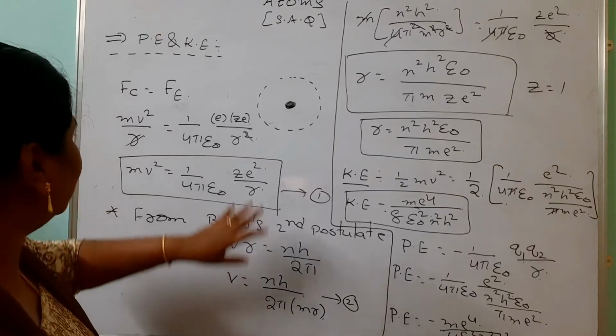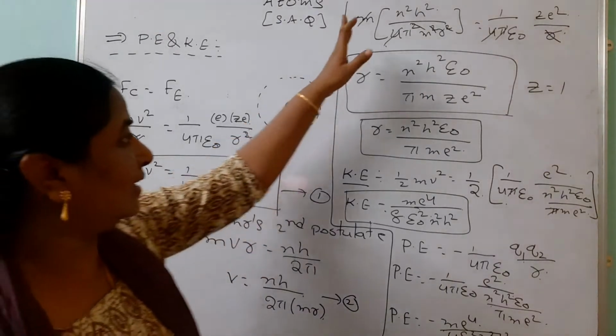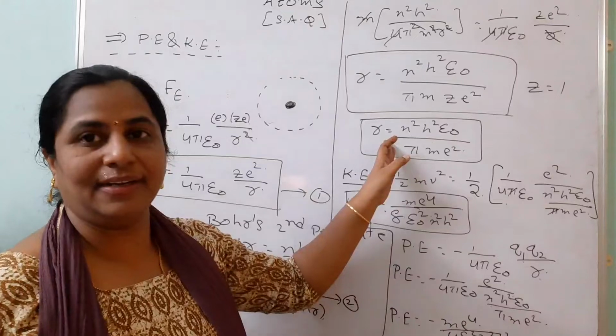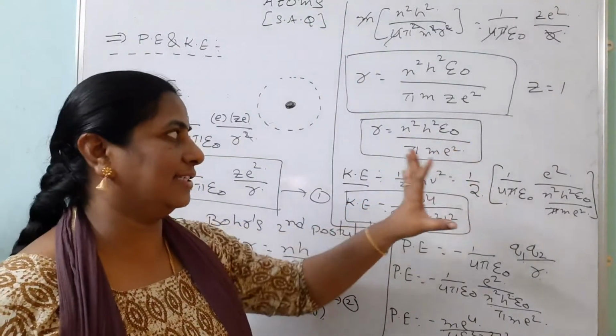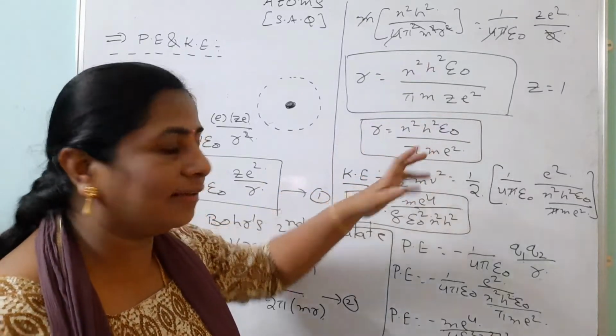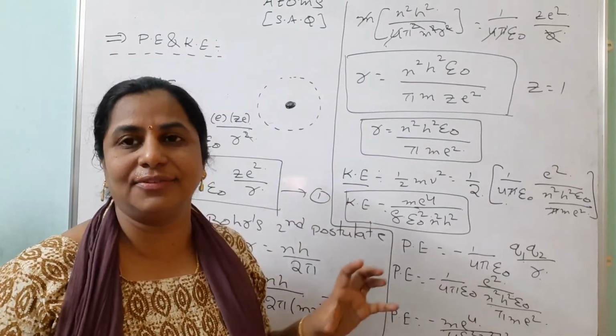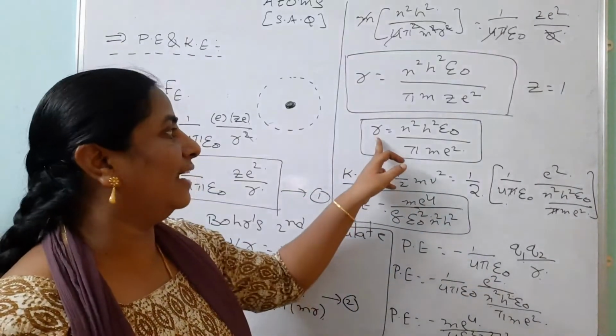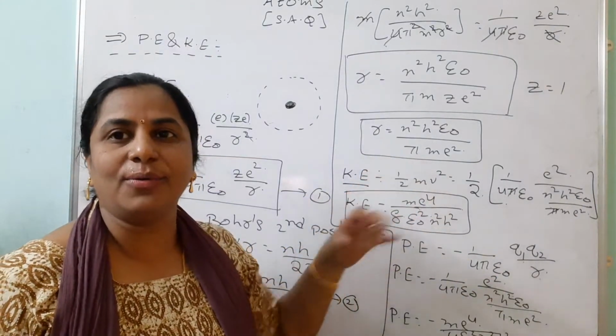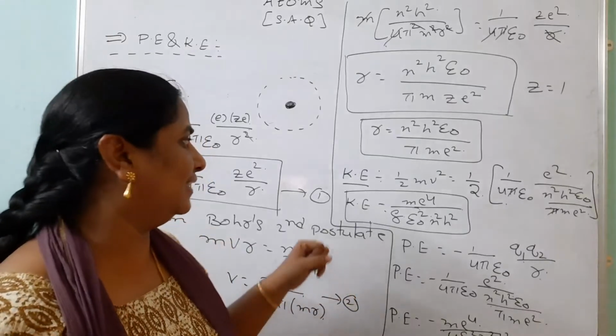When we know the v, substitute in this expression, you are getting the radius of the nth orbit, r equals n square h square epsilon naught by pi m e square. So till here we didn't find out the kinetic energy, we didn't find out the potential energy, only the expression of radius of the nth orbit. Then how to derive the expression for kinetic energy?